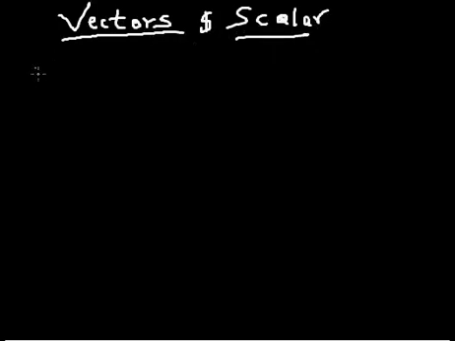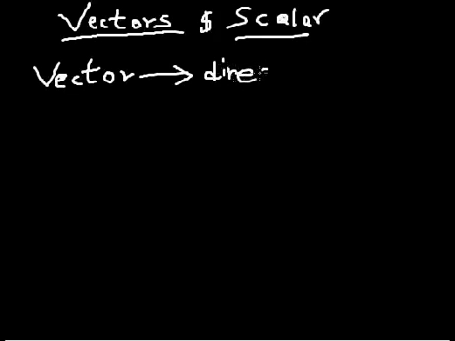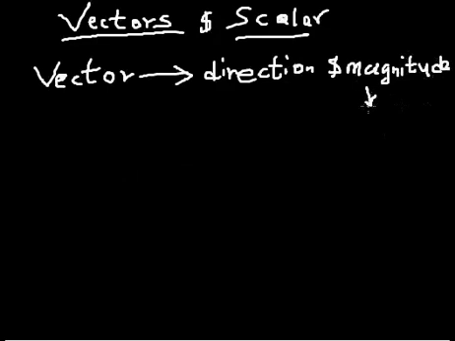Now, any vector quantity in physics has two things in common, in that it can be expressed in direction as well as magnitude. So they are quantities that can be expressed in direction and magnitude. You don't just use the size of the vector to represent the vector. You also need to express the direction at which that vector is acting.